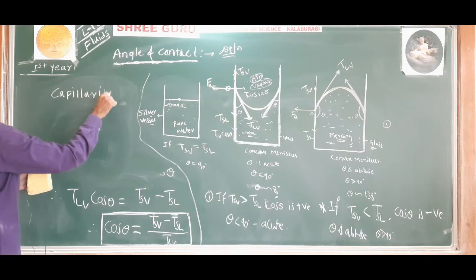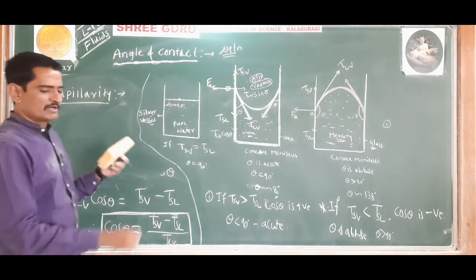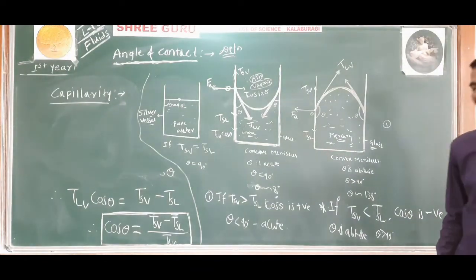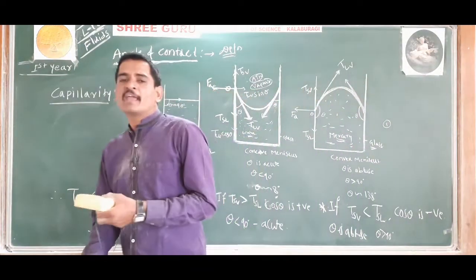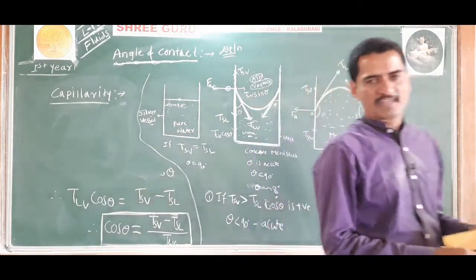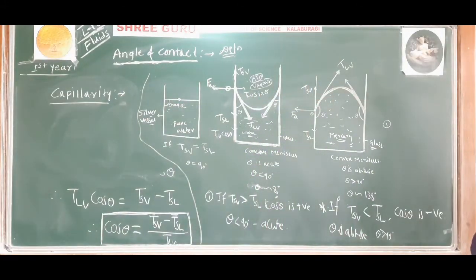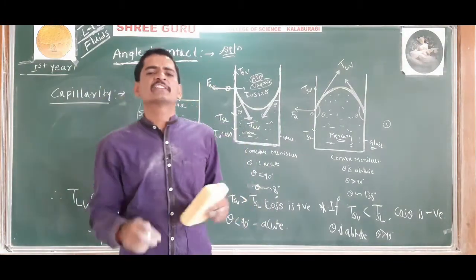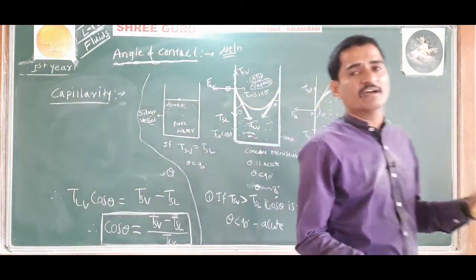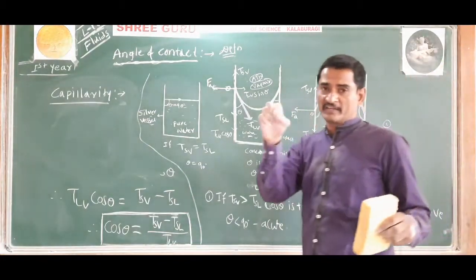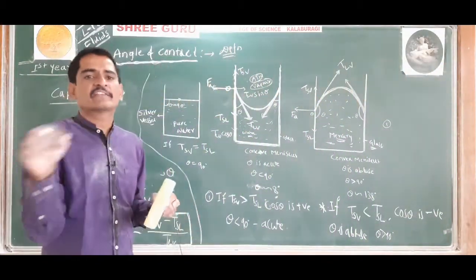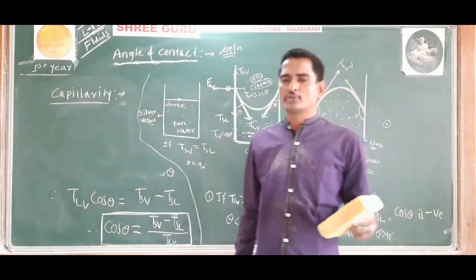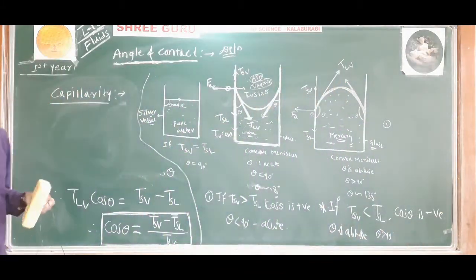Capillarity. We have heard about the capillary tube already while studying Poiseuille's equation. What is a capillary tube? A glass tube of very fine bore is called a capillary tube. That is, the bore will be about the size of a hair. A hair-like hole will be there inside the glass tube, and that glass tube is called a capillary tube. Okay, so now capillarity.